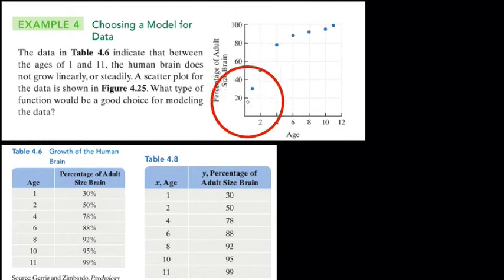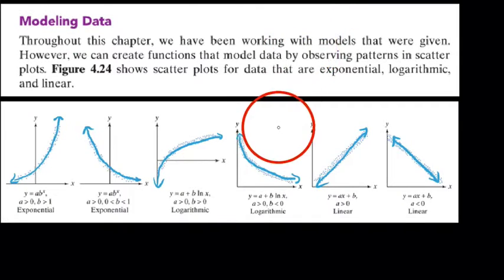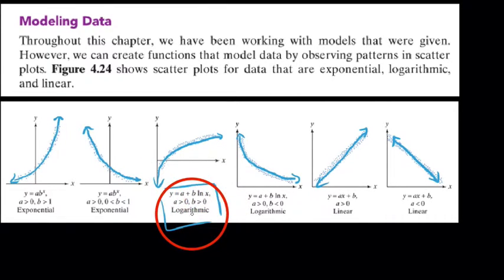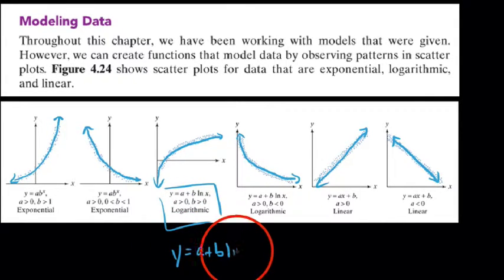And so we ask, what type of function would be a good choice for modeling this data? Going back and looking at our guides here, I would say this looks like it grows rapidly at first and then slows down. This would be a logarithmic model. And what I want to point out here is, on top of this logarithmic model, it says a plus b ln of x.